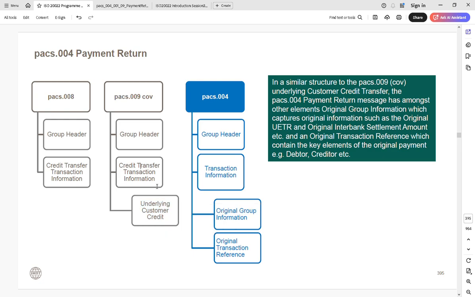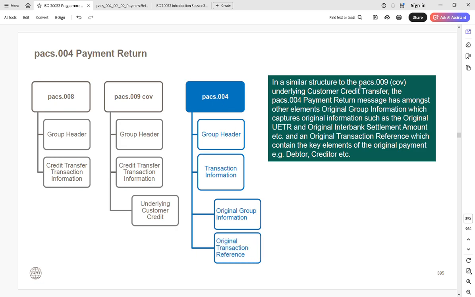So leave this part here. I just want to show you that any PACS.004 message contains all the original message, plus the return information. This is the original message here, plus we are sending the return message information here. So this is the group header and transaction information, plus it contains the original group header and original credit transfer information. This is the original group header and original transaction information with the original message of PACS.004 here.